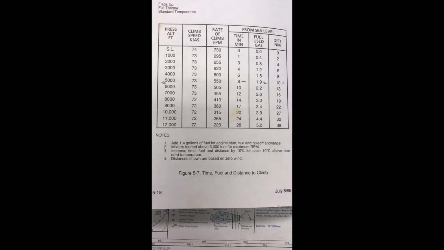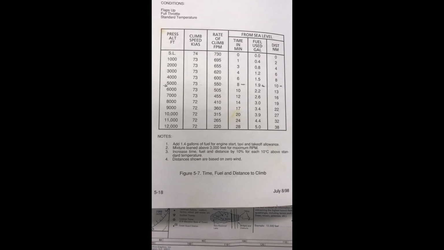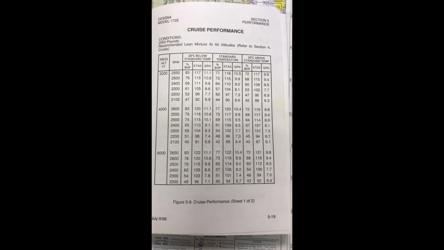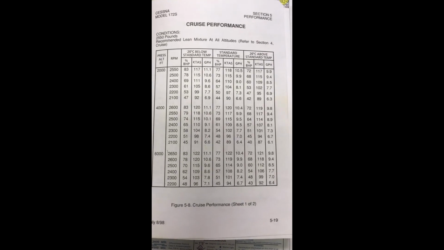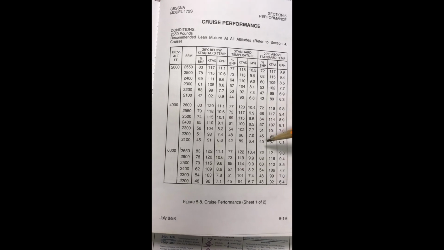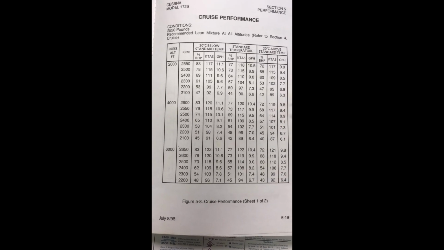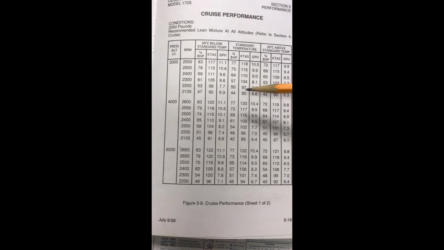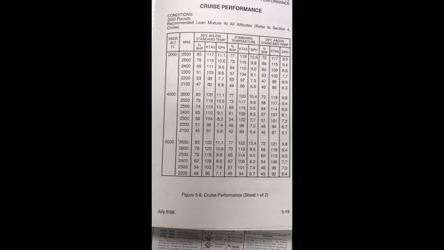So go ahead and jot down the time, the fuel, and the distance, and we'll be using those later on in the calculations. The next piece of information we're going to get is going to come from our cruise performance charts. This is where we're going to get our true airspeed and our fuel burn for our cruise portion of flight. So again, we're going to be cruising at 5,500 feet.